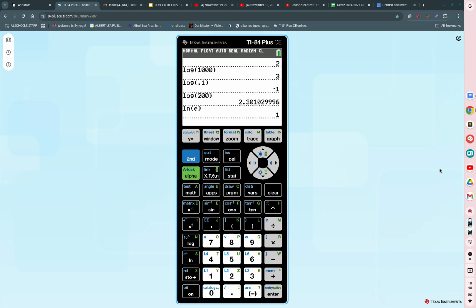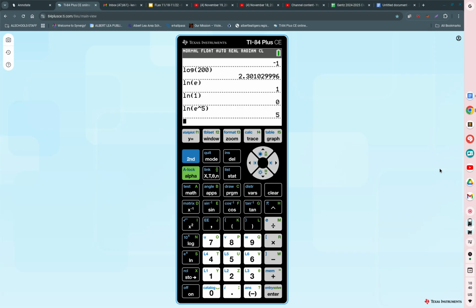Natural log of 1. That means e to what power is 1? 0. Natural log of e to the 5th. E to what power is e to the 5th? 5.